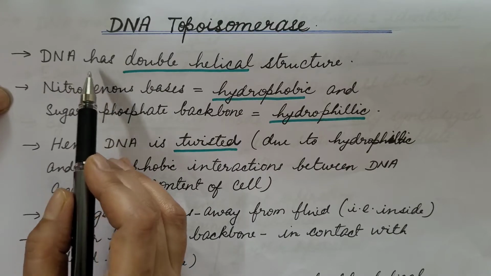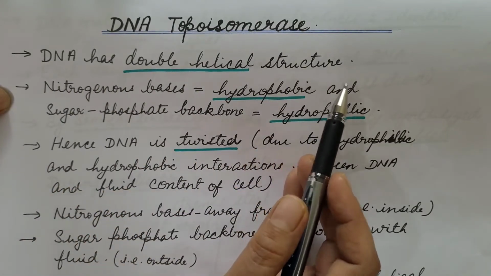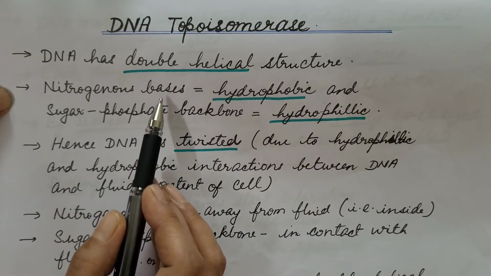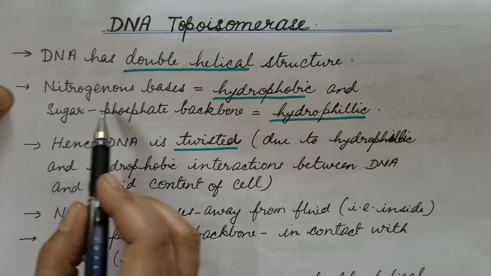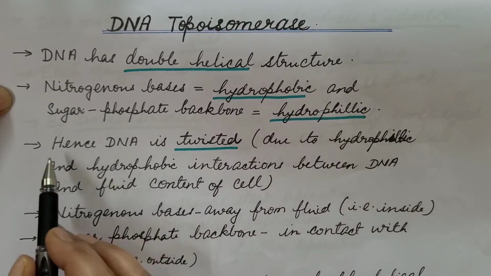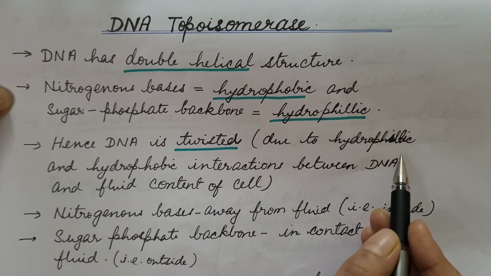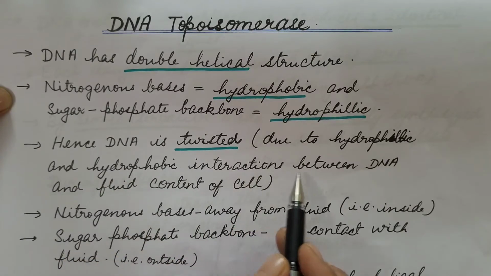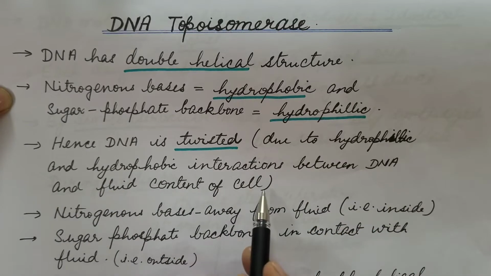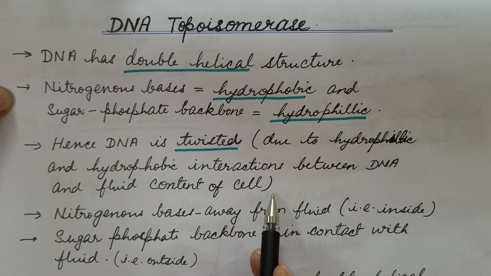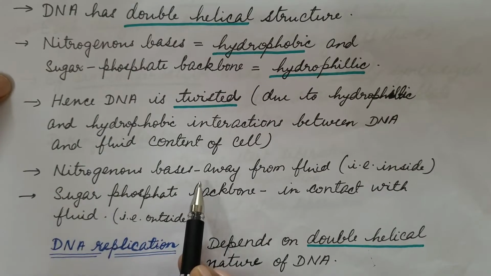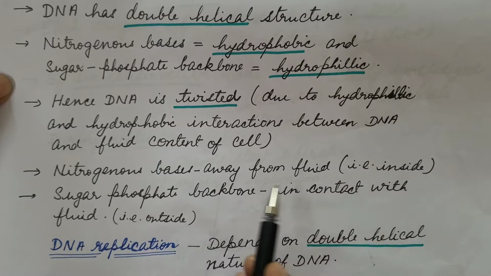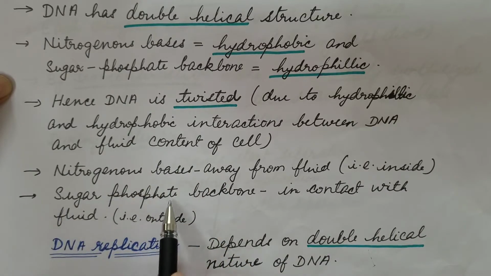We have already discussed in detail that DNA has the double helical structure. Nitrogenous bases are hydrophobic and the sugar phosphate backbone is hydrophilic. Hence DNA is twisted. This is due to the hydrophilic and hydrophobic interactions between DNA and the fluid content of the cell. We know that most of the content of the cell is fluid or liquid. Hence nitrogenous bases are away from the fluid, that is inside, because they are hydrophobic. The sugar phosphate backbone is in contact with the fluid, that is outside, since it is hydrophilic.